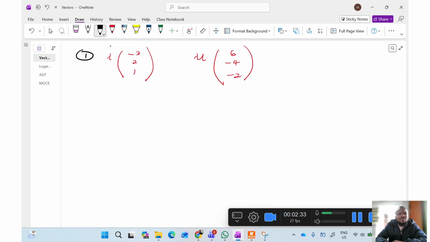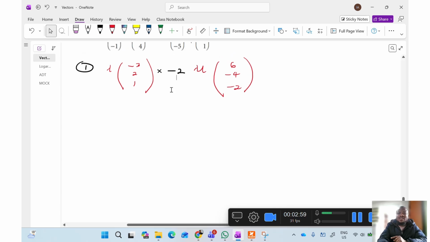So the first thing, if you multiply this by 2, would you have gotten this? The answer is still no, because minus 3 times 2 gives you minus 6, but this is 6. So that means the multiplier must be negative. I hope you understand that. So that means it must be minus 2. That means minus 3 times minus 2 is 6, 2 times minus 2 is minus 4, 1 times minus 2 is minus 2.